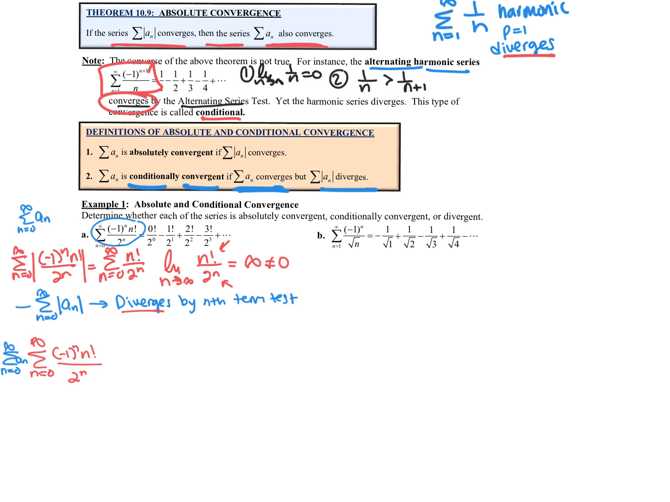So up here we tested the absolute value. Down here we're going to test the original series. So we're going to leave the alternating part. So usually this is going to be in the alternating series test because it'll usually be an alternating part. And so we'll do the limit as n approaches infinity of n factorial over 2 to the n. We already know that's infinity, which is not 0 because we already talked about this. So this one also diverges.